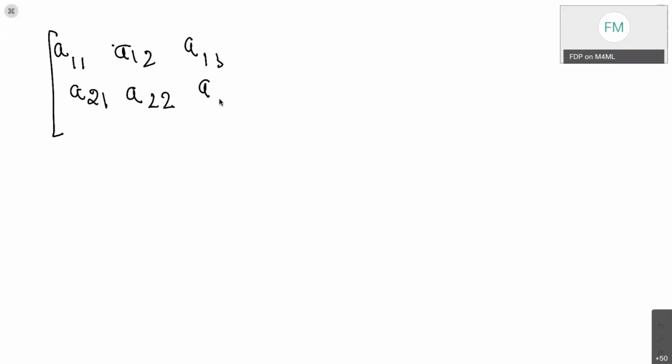So let us consider a matrix, right? So as A11, you have A12, A13, okay, and you have A21, A22, A23, and you have A31, A32, A33. Okay.